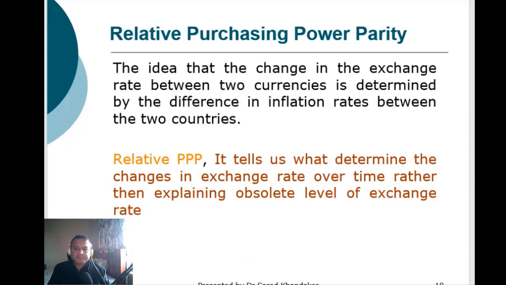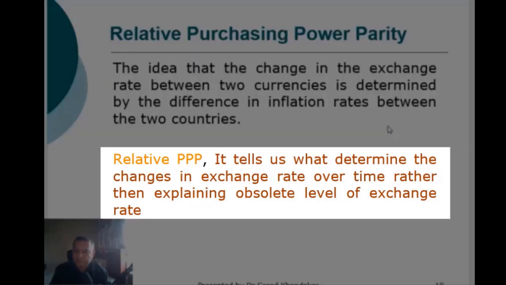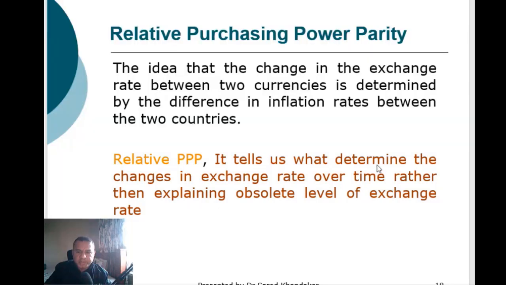So what is relative purchasing power parity? Relative purchasing power parity is the idea that the change in exchange rate between two currencies is determined by the difference in inflation rates between two countries. So relative PPP tells us what determines changes in exchange rate over time, rather than explaining the absolute level of exchange rate. And there is a formula to calculate relative purchasing power parity.